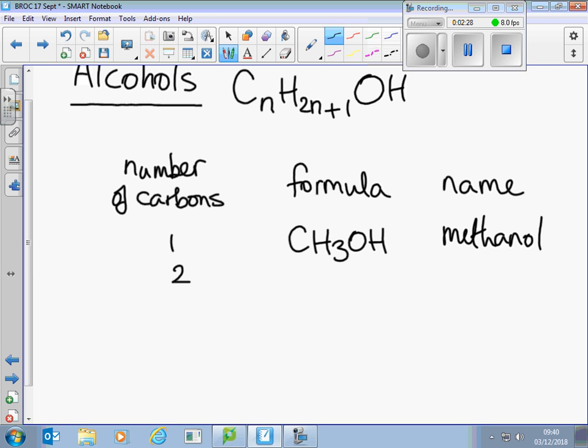So 2 carbons, the formula will be C2H5OH. I think the board's slightly, there's quite a lot out. Just let me try that one again. C2H5OH. So that one is ethanol, yes.